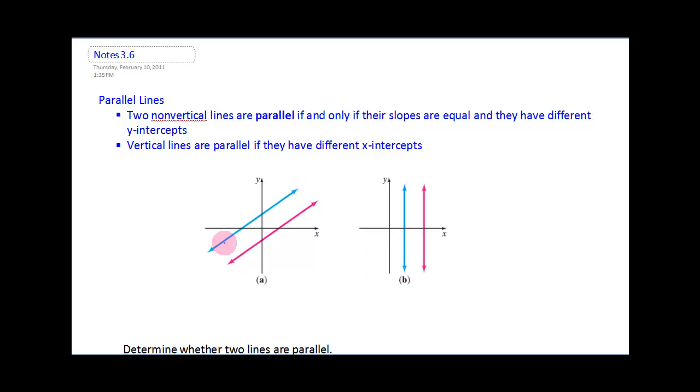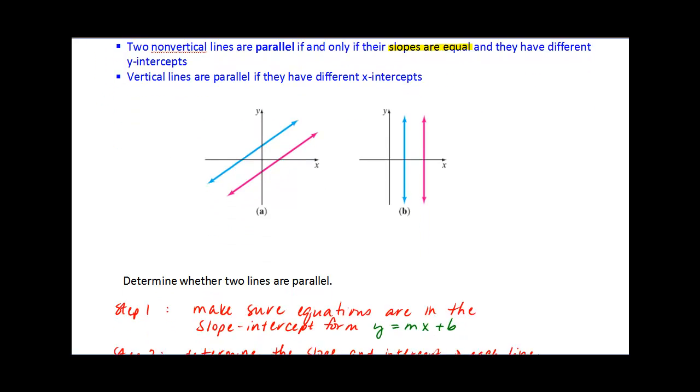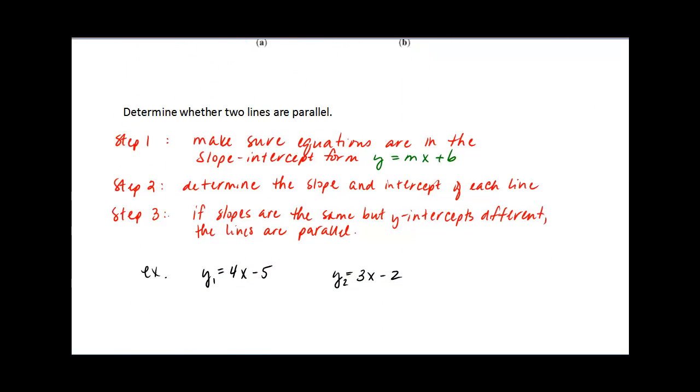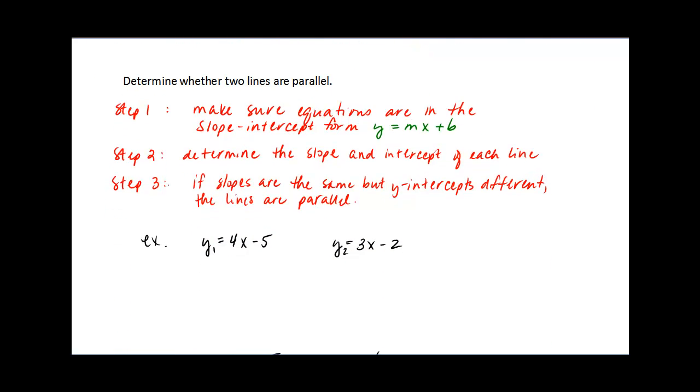The key to parallel lines is that their slopes are equal. Okay? Now, if we wanted to determine whether or not two lines were parallel, we have some steps we want to go through. First, we want to make sure that our equations are in the slope-intercept form. In other words, we want them to be y equals mx plus b so that we can look at the slope. Remember, we're looking to see that slopes are the same.